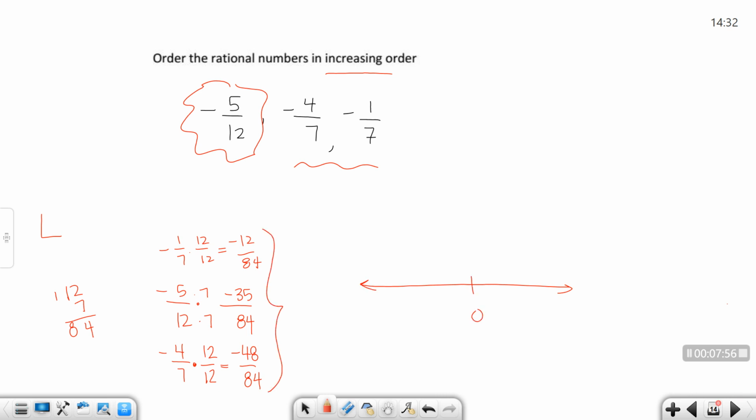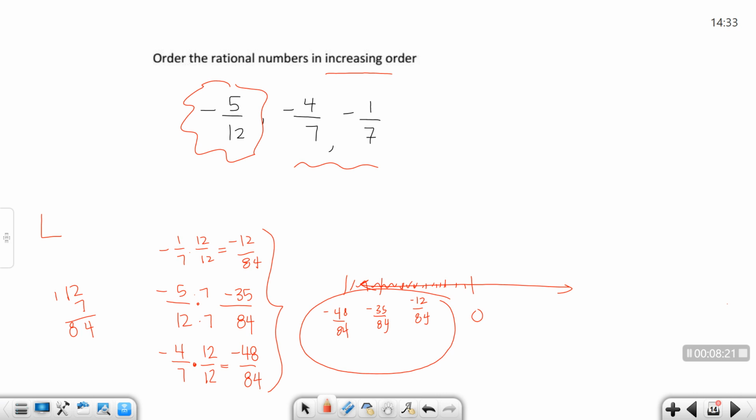So I've got these 3 choices. I'm counting off in 84ths. So I'd have somewhere a negative 12/84ths, and then a negative 35/84ths, and then a negative 48/84ths in that order, however many little marks. And of course you don't have to count all those marks, you just needed to put them in order. And that's how it would look.